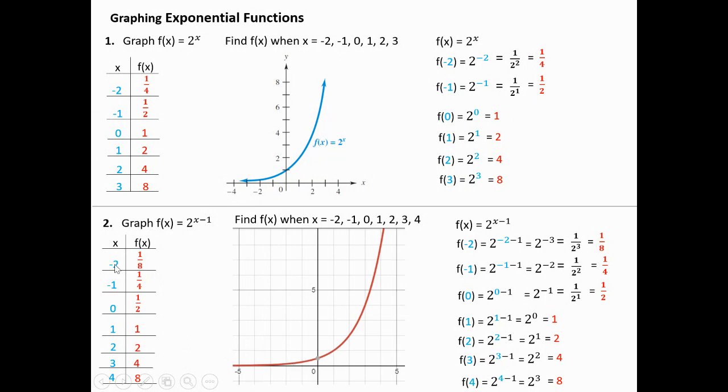So for example, -2. This is -2. It means that we cut this unit into 8 equal parts. So that's why -2 will be about right there. And then when it's 0, 0 will be 1/2. When it's 1, it's going to be 1.